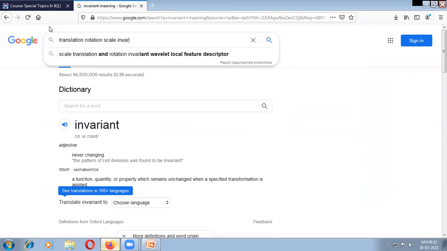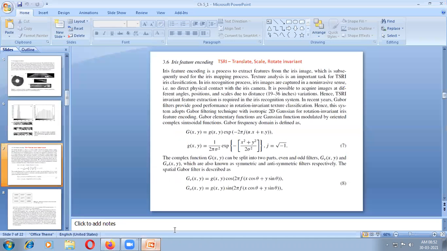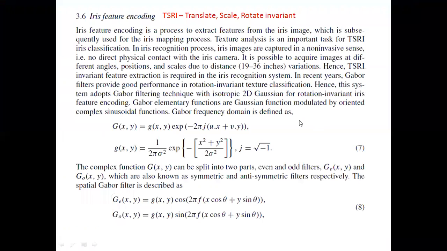So this is the most important thing: scale, translation, and rotation invariant. This is the normal process which occurs in pattern recognition problems. So TSRI: translate, scale, rotation. What do you mean by that? Translate? One time the image is appearing on the left side, another time on the right side, another time on another side.